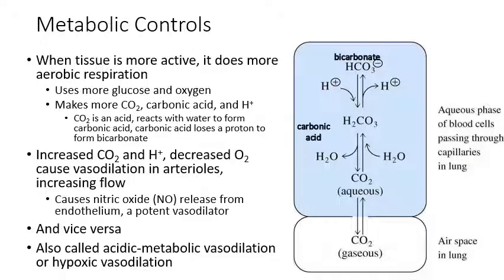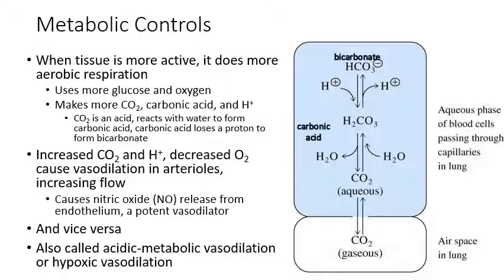Next we have the metabolic controls, which can also be called acidic metabolic vasodilation or hypoxic vasodilation. So depending on what source you're looking at, you could see it called any one of those three things. My favorite term is actually hypoxic vasodilation because that kind of tells you the most about what's happening. You have hypoxia, less oxygen in the blood, and then that causes vasodilation. That's basically what's happening. But the book uses the term metabolic control. So on the test, I'm going to use both terms so you can remember whichever one you prefer.